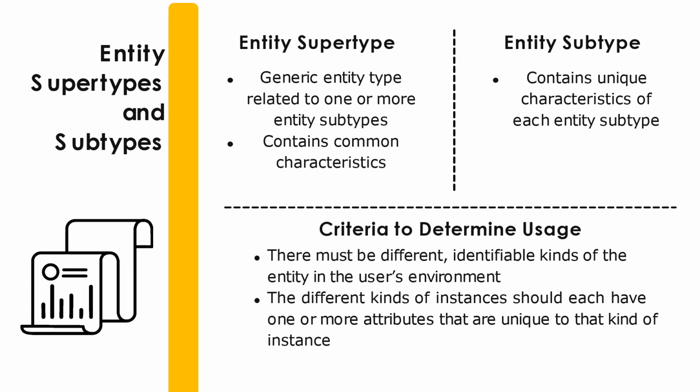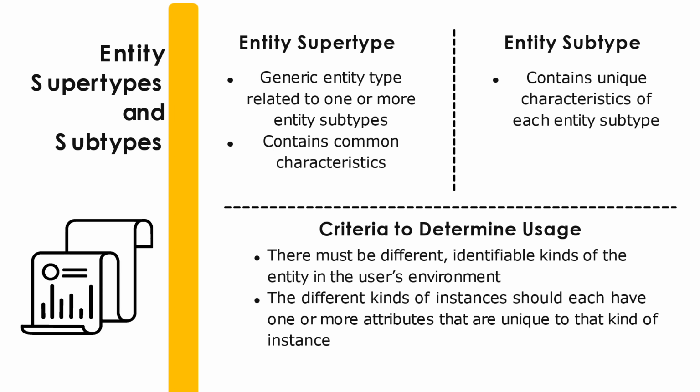Now, we already know what entities are. Sometimes there are entities that are subtypes or supertypes of one another. The entity supertype is the generic entity type related to one or more entity subtypes and contains common characteristics, whereas the entity subtype contains the unique characteristics of each entity subtype.